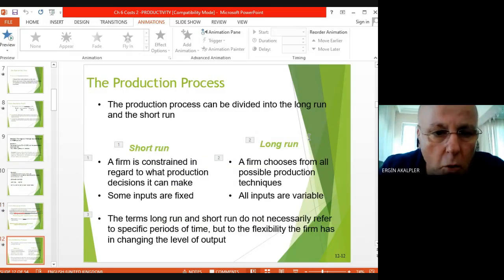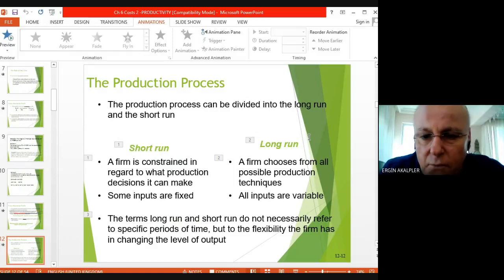Therefore, the production cost or production process is, of course, dependent on the period of time we are going to use in the production operation process, either the short run or the long run. In the short run, we understand that a firm is constrained in its production decision or production operation process, and some inputs are fixed.